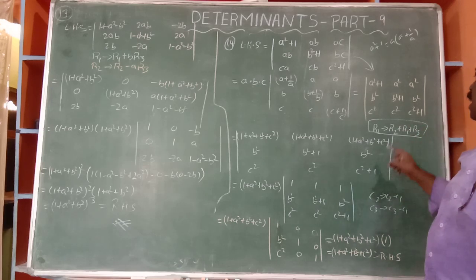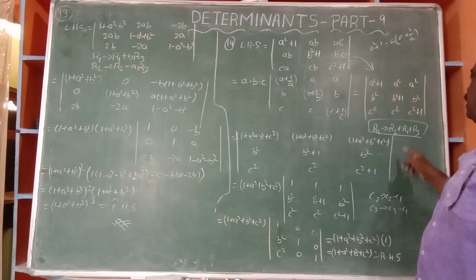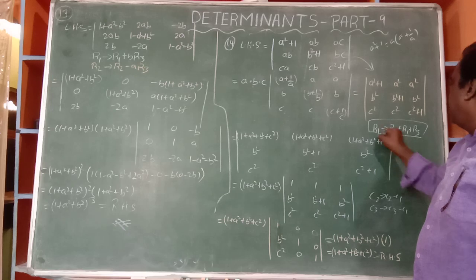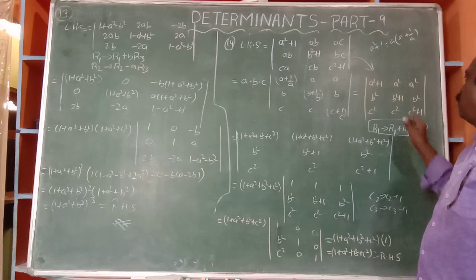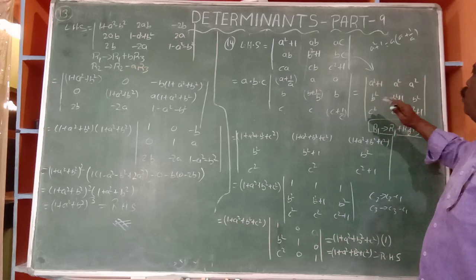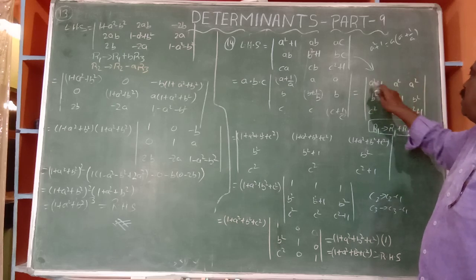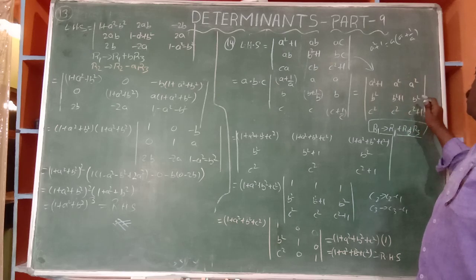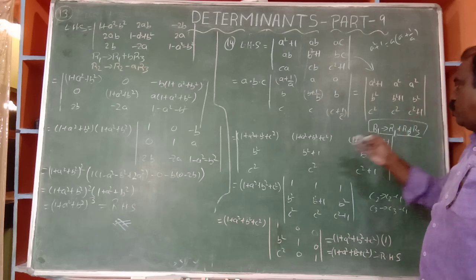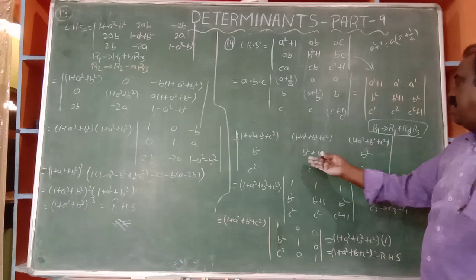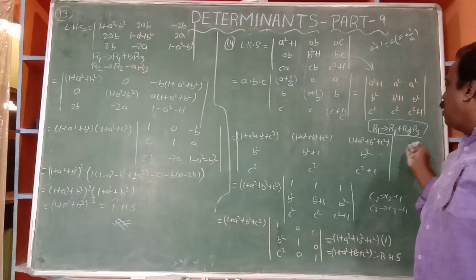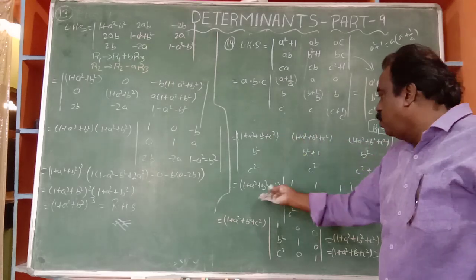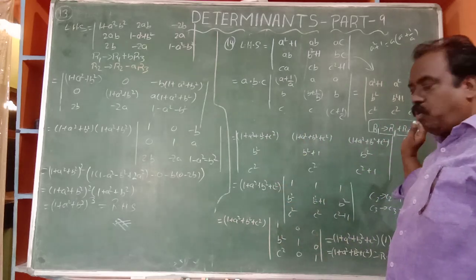Okay now? R1 becomes R1 plus R2 plus R3. We are applying it. Simply, you add for R1: 1 plus A square plus B square plus C square. Here also, 1 plus A square plus B square plus C square. And here also, 1 plus A square plus B square plus C square. Okay, now the remaining rows as they are. Now we get 1 plus A square plus B square plus C square as common in the first row. So taken, 1, 1, 1 remained.